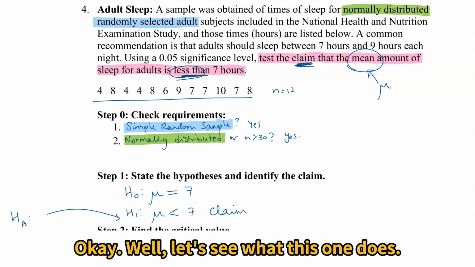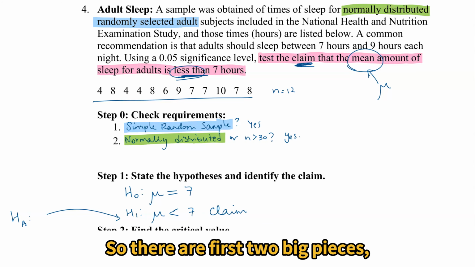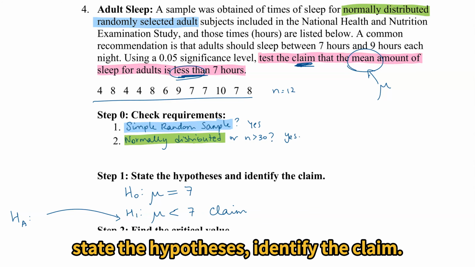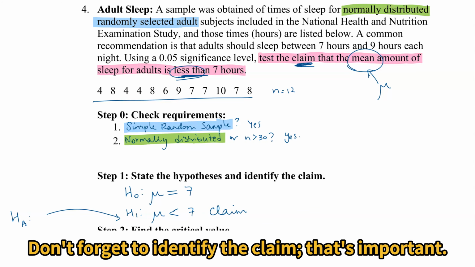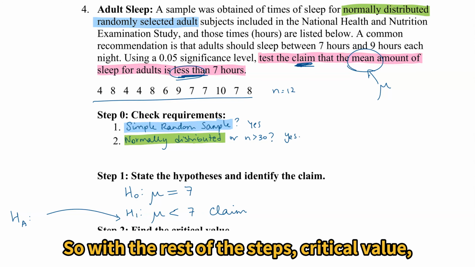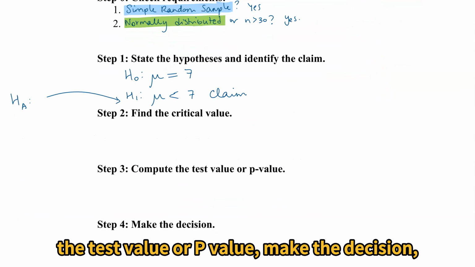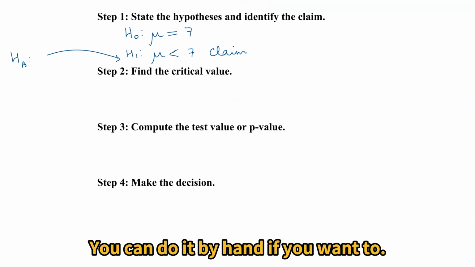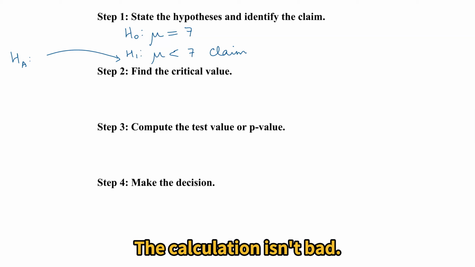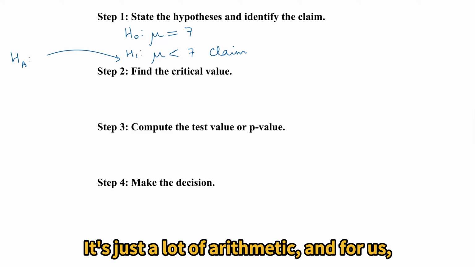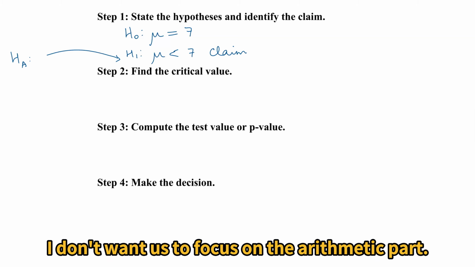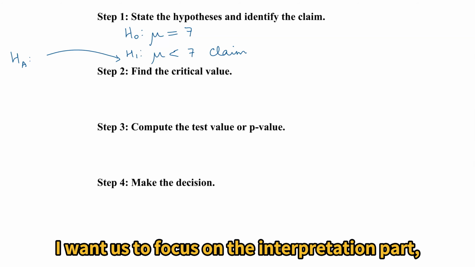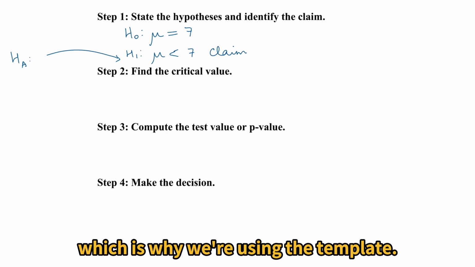Okay, well, let's see what this one does. So there are first two big pieces. State the hypotheses, identify the claim. Don't forget to identify the claim. That's important. And then next, find the critical value. So with the rest of the steps, critical value, the test value, or p-value, make the decision. Steps 2, 3, and 4, we're going to look at the template for this. You can do it by hand if you want to. The calculation isn't bad. It's just a lot of arithmetic. And for us, I don't want us to focus on the arithmetic part. I want us to focus on the interpretation part, which is why we're using the template.